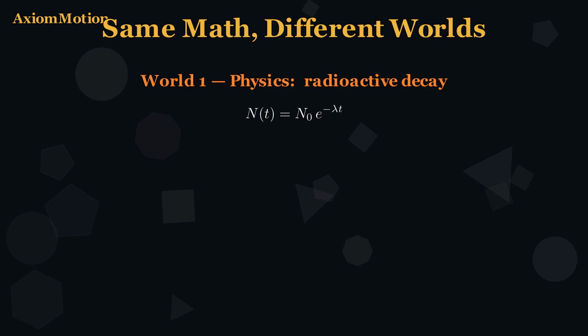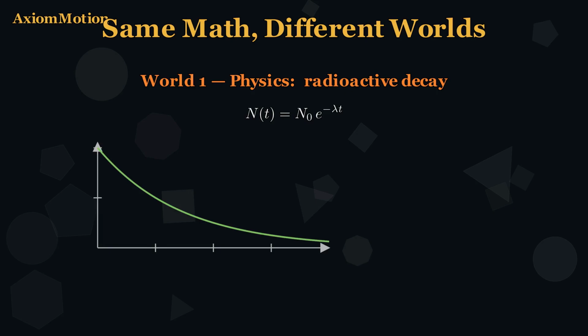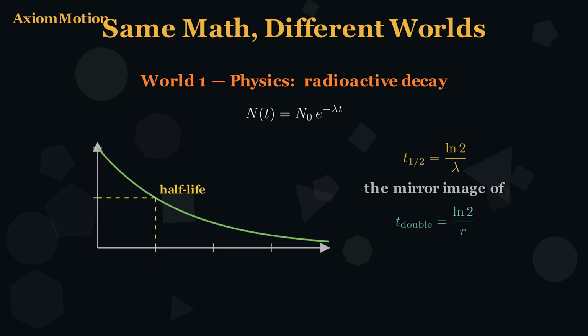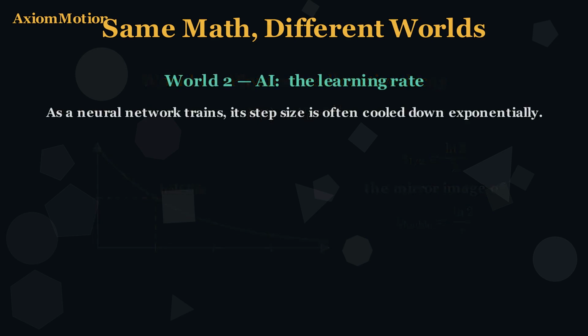World 1, physics. A lump of radioactive material loses atoms at a rate proportional to how many remain. So its amount follows N0 e^(-λt), the same curve as our savings, simply reflected. And its half-life, the time to lose half the atoms, equals the natural log of 2 over λ. That is the exact mirror image of the rule of 72 for doubling money. Carbon-14, with its 5,730-year half-life, is how we date the ancient world.